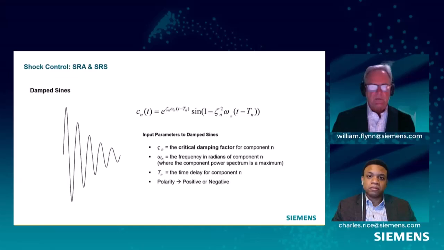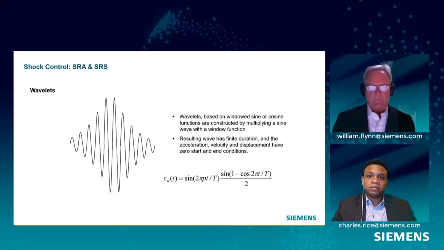The equation for that shape function is given here for damped sines, and it's based on the critical damping, the frequency, and the duration of the pulse. And there's also a time offset, which is this big T. So there's a lot of variables in defining that time pulse. That's the reasoning for the infinite number of solutions for the time waveform that's used to achieve some spectral responses or characterize some spectral content. And then for the wavelet, the shape function is defined here, again with the same input parameters, just a different equation.